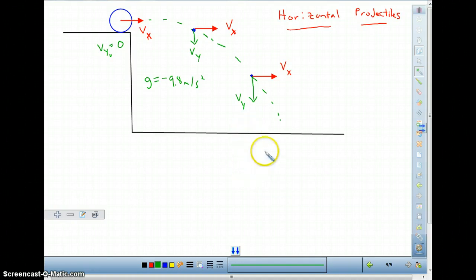We'll discuss the equations in class, which turn out to be just ones we've really already used. And next we will go on to projectiles fired at angles.